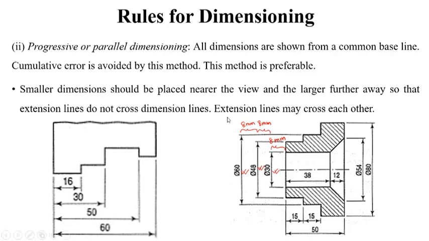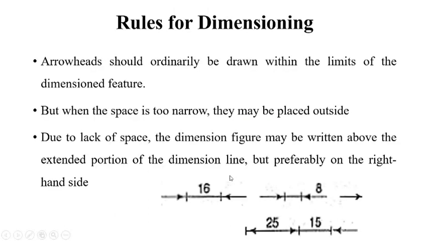Now in some cases the extension lines may cross each other. This is the case where the dimension or the extension line may cross one another. Clear? But the extension line and the dimension line should not cross one another. The extension line and the dimension line you have to take into account, but one extension line can intersect the other extension line. So that is all about your rules for dimensioning. Let us move to the other rules.